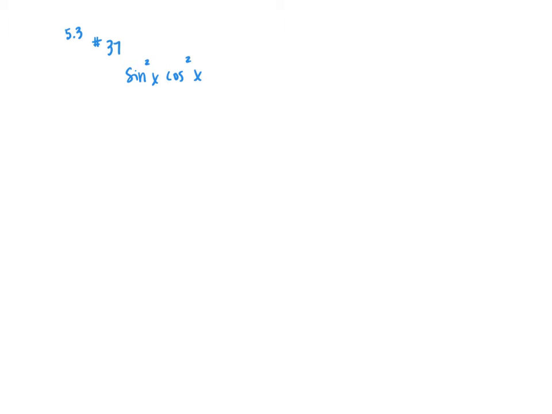Okay, so in number 37, we're just supposed to write an equivalent expression so that we don't have a trig function that has a power greater than 1. So right now we have sine that's squared and cosine that's squared. And so I'm going to use the power reducing formulas to get started.